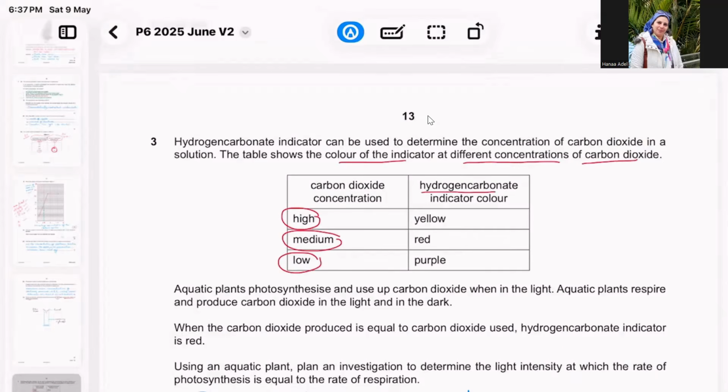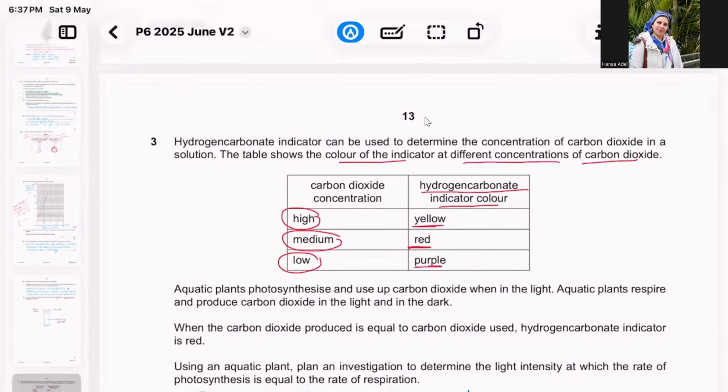The color of hydrogen carbonate indicator at a higher concentration of carbon dioxide becomes yellow. At a medium concentration of carbon dioxide, it will be red. And if there is a low concentration or no carbon dioxide, it will be purple.